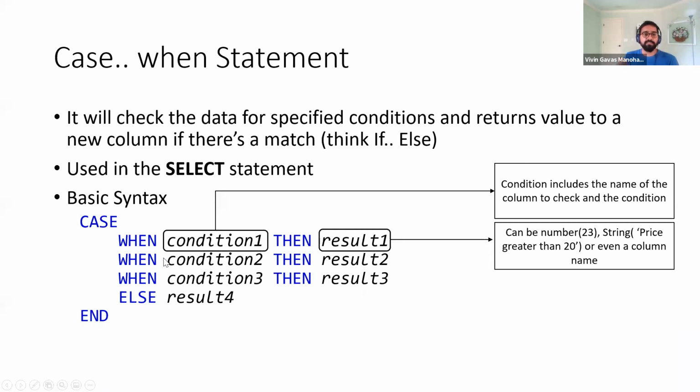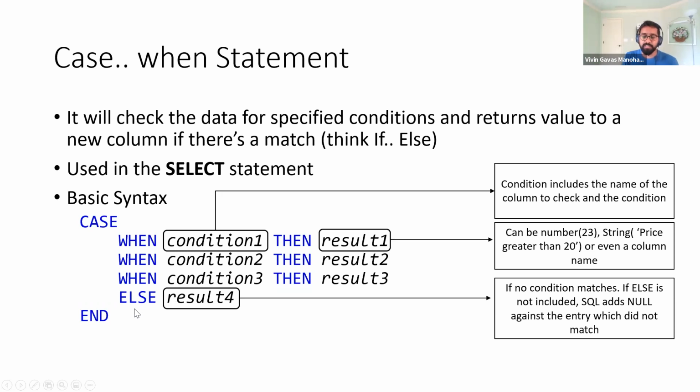The second one is the result. So the result would be, if there is a match, if there is a row which has price greater than $20, what should you return? What should you enter as a value in a separate column? This can be either a number or a string. For instance, I've given an example where it says the string, price greater than $20. And then the last one is the result for the else statement.